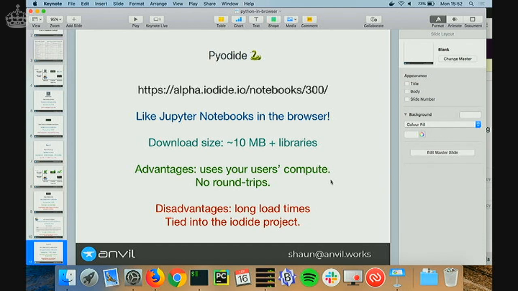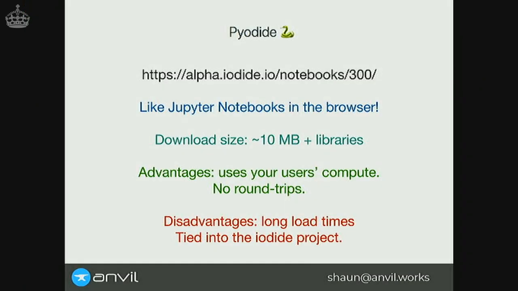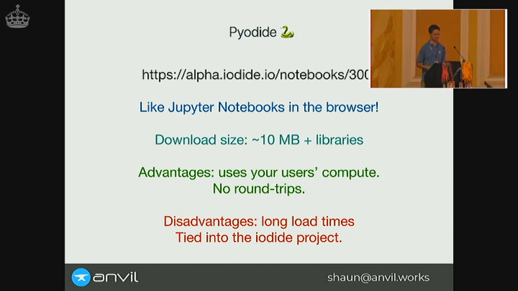There are no round trips to a server like you have with a Jupyter Notebook. You don't have to host it. You're using your user's compute, so it scales order constant. But there is this kind of wait for the thing to start up. So if you needed it for an e-commerce site, then your users would get bored waiting.